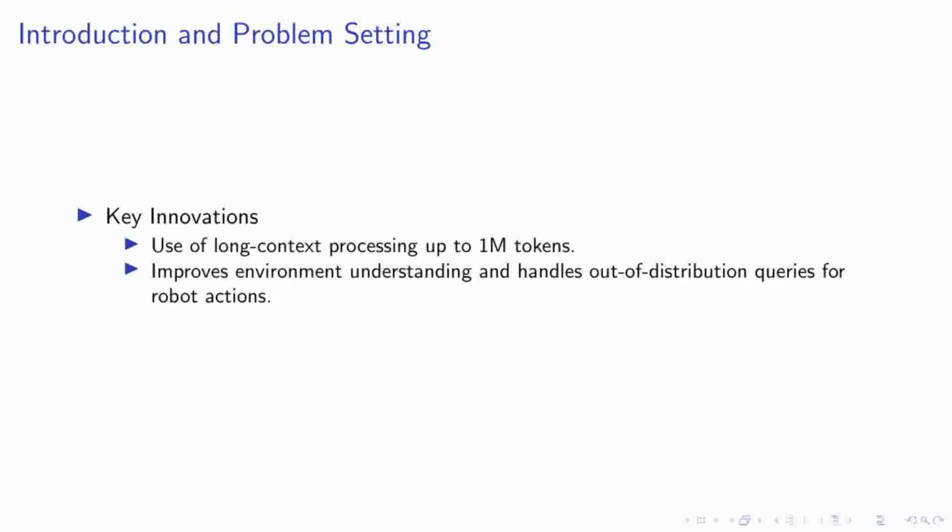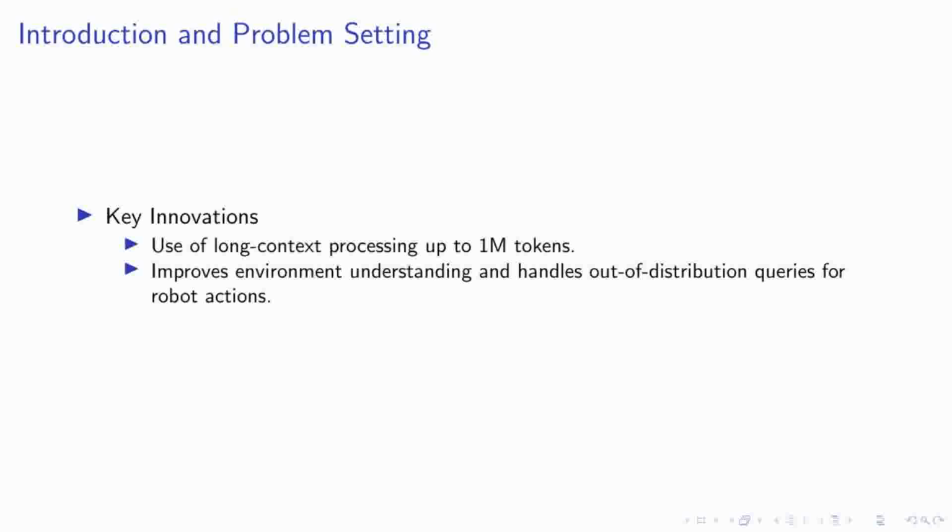As we delve deeper into the capabilities of long-context multimodal vision language models, or VLMs, it's crucial to highlight two key innovations that significantly enhance the performance of these systems in complex environments. First, the use of long-context processing, capable of handling up to 1 million tokens, allows our models to maintain a robust understanding of extended interactions and narratives.